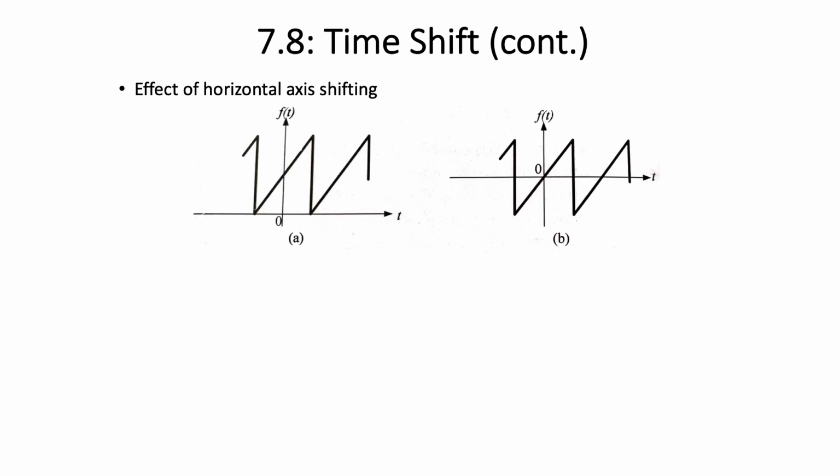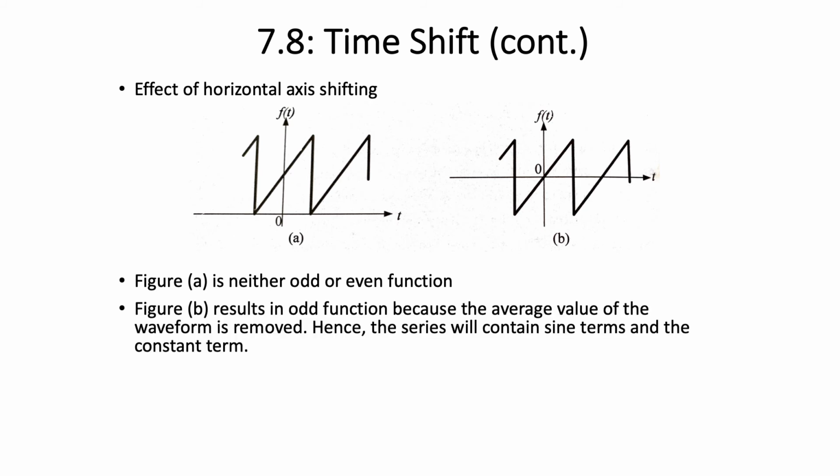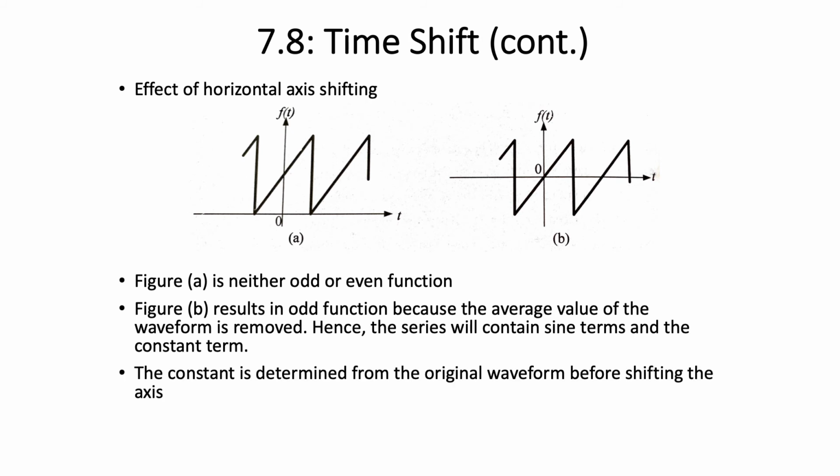Shifting of the horizontal axis may simplify the series representation of the function as well. Figure A is neither an odd nor even function. Shifting the horizontal axis to figure B results in an odd function. Hence, the series will contain sine terms and a constant term. The constant is determined from the original waveform before shifting the axis.